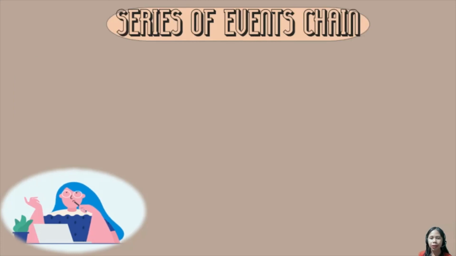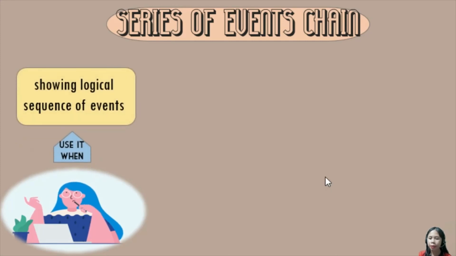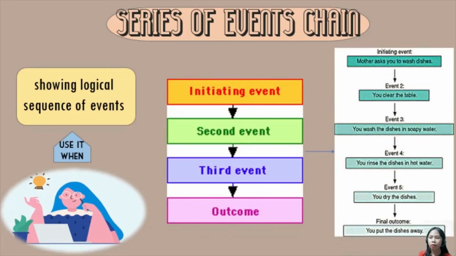Next is the series of events chain. A series of events chain organizer is similar to a timeline in which it displays a graphic presentation of sequence of events. In the timeline though, events are in chronological sequence, complete with dates. A series of events chain, on the other hand, shows logical sequence of events, like how one particular event leads to another.